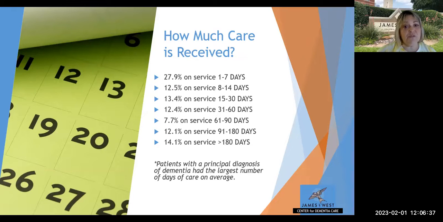Now, because we specialize in memory care, one thing I do want to add here, I put it at the bottom. Patients with a principal diagnosis of dementia have the largest number of days of care on average, and we're going to look at that. Because when people are placed because of their dementia, those teams in those nursing homes, assisted livings, are usually pretty good at suggesting and talking to the families about hospice long before they are imminent.